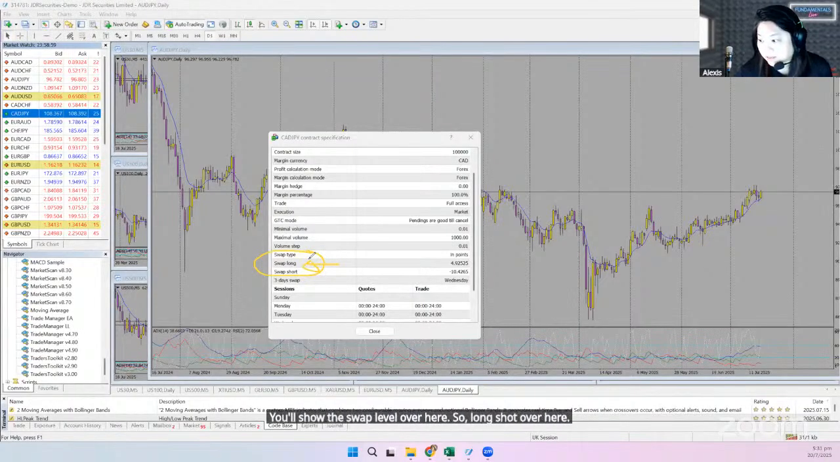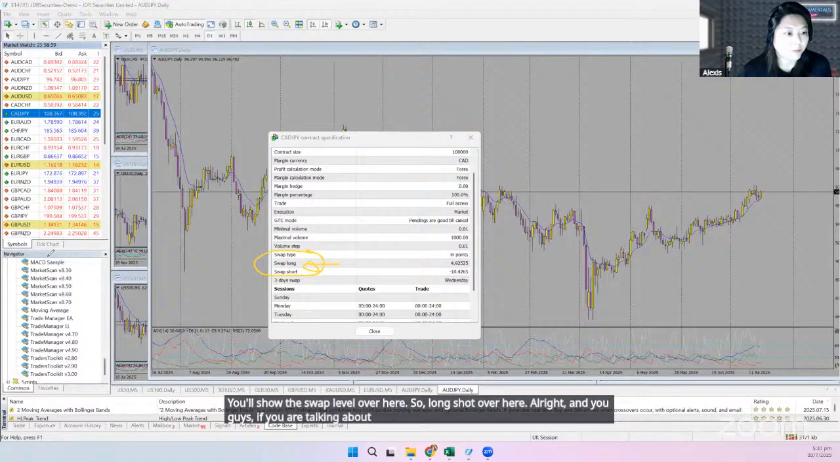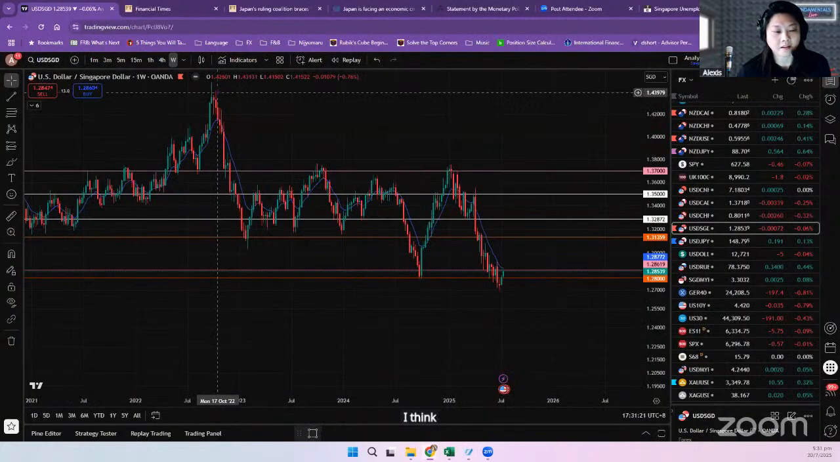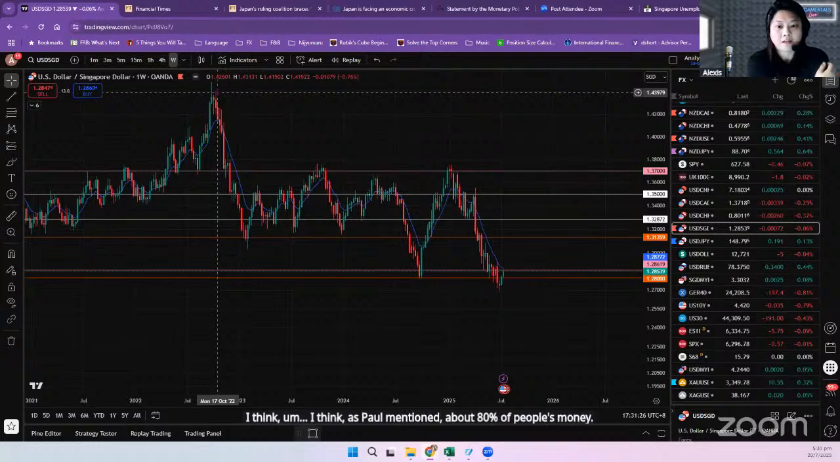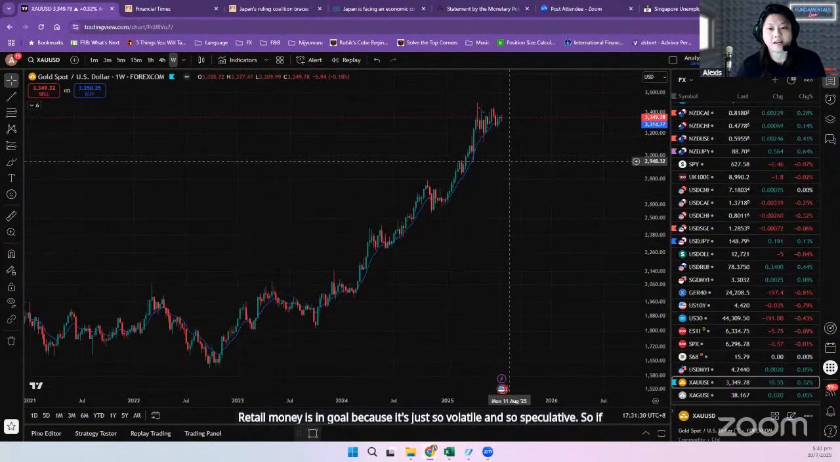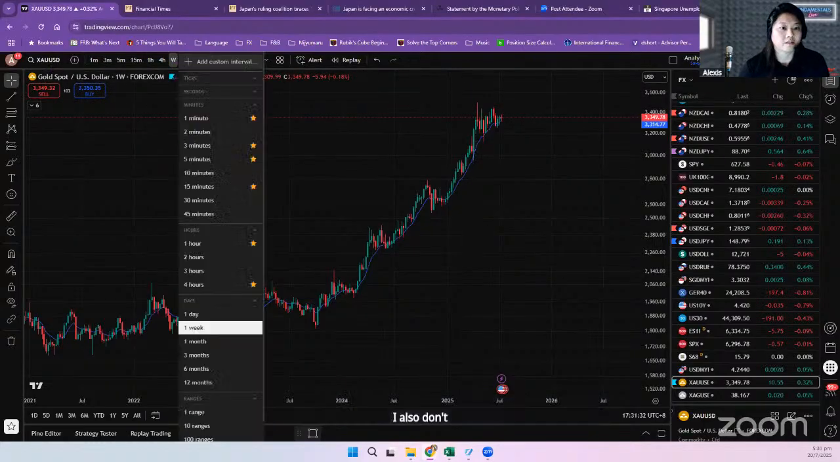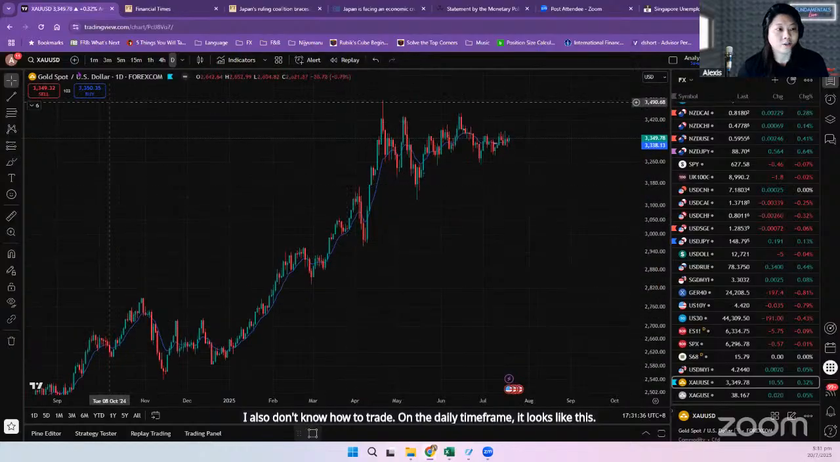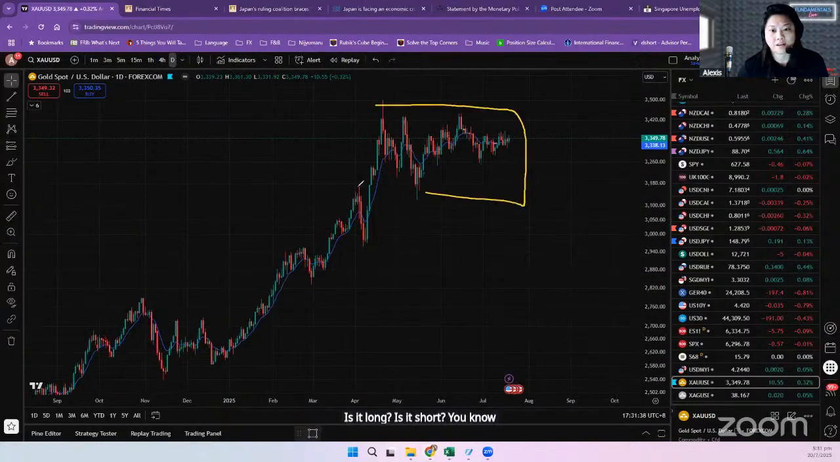All right, and you guys, if you're talking about gold, I know everybody wants to trade gold right now, but just be careful about gold because it's highly speculative. I think as Paul mentioned, about 80% of people's money, retail money, is in gold because it's just so volatile and so speculative. So if you look at a gold chart like this, I also don't know how to trade. On the daily time frame, it looks like this. Is it long? Is it short? You kind of not sure lah.